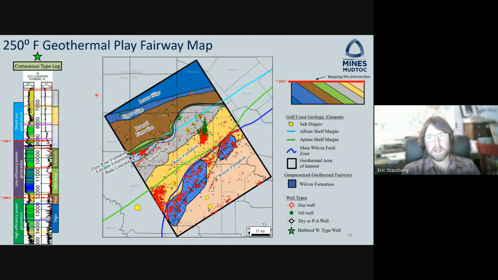So what this looks like in map space, this is my 250 degree geothermal play fairway map, or you can kind of think of it like a subcrop map, where I'm mapping that intersection between these dipping formations and that isotherm, like this cartoon shows. What that's showing is that the Sligo formation is the shallowest and youngest formation that we can target to the north, and all the formations get progressively younger as we move to the south, related to that dip and the way those isotherms are cross-cutting.